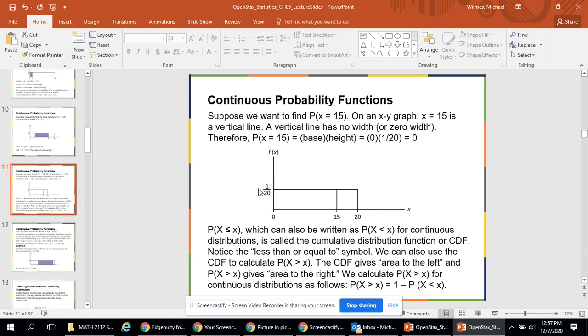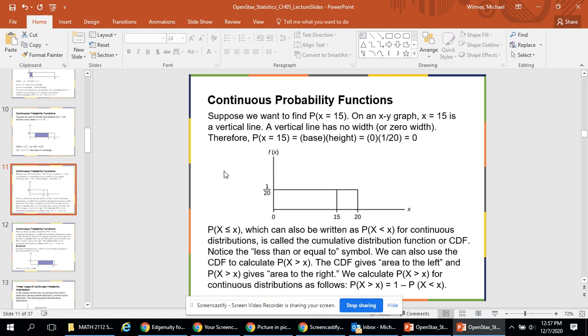If we want to find x equaling 15, it doesn't really make any sense, because that would be just a vertical line with no width. And if we have no width, we can't find the area of that rectangle. So technically here, the probability that x equals 15 would be 0, because there would be 15.0001 right next to it. There are all of the decimals. So we need to have a range of values on these continuous probability functions. So we're going to be using inequalities a lot.